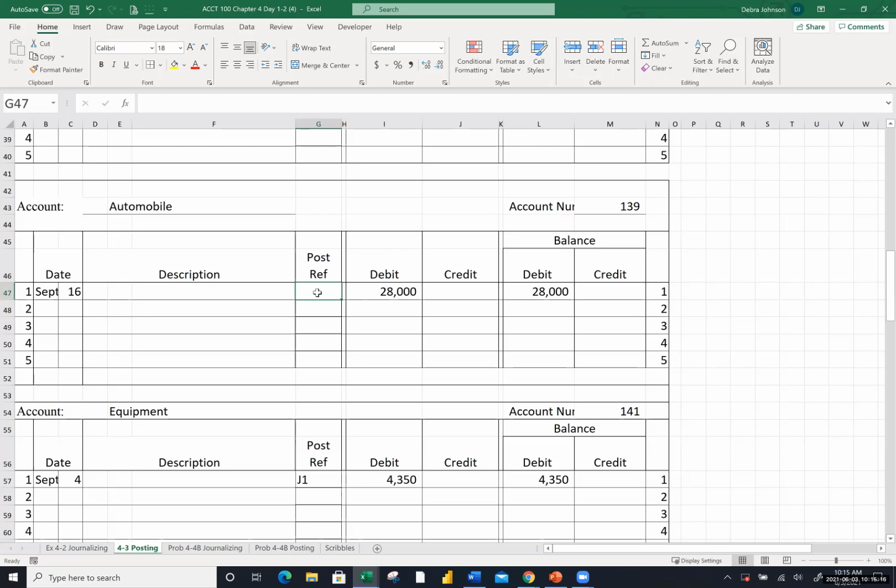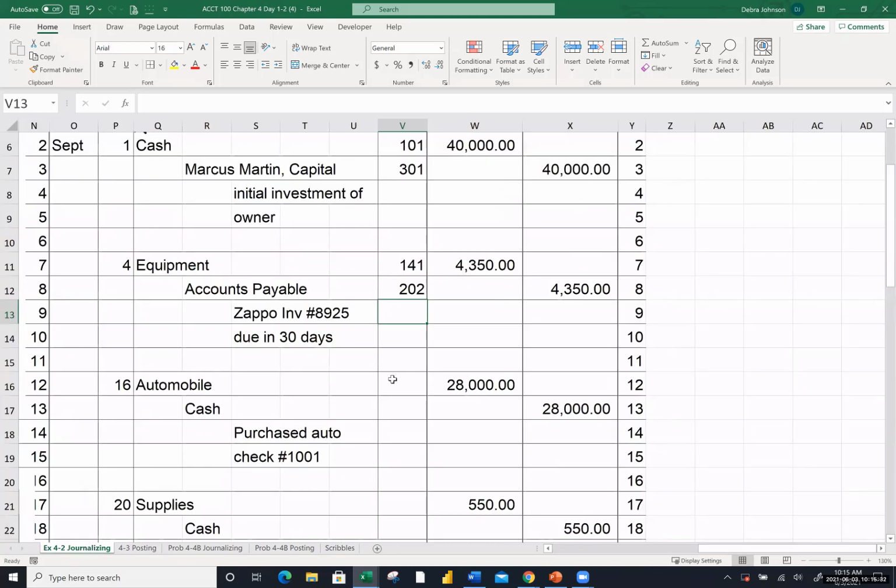I'm going to reference this. This came from the journal page 1. And then I'm going to take that account number, 139 in this book. It will be another account number on another problem, but it's going to be in the 100 series. And let me go drop that in as a post reference, 139.